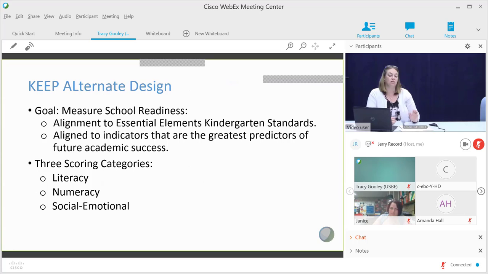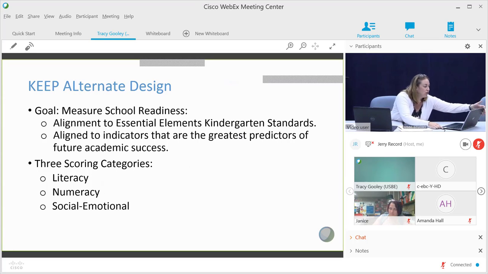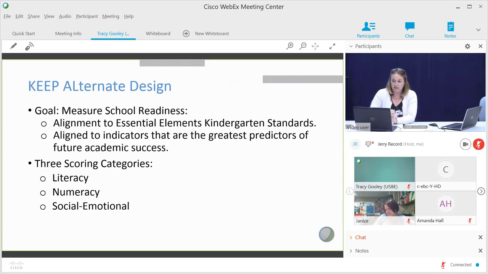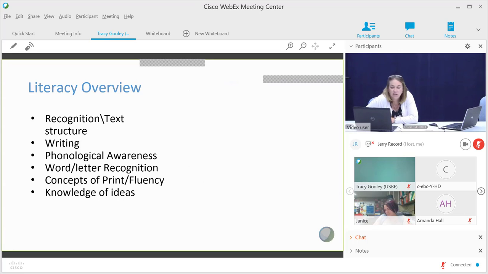So just like the regular scoring categories, we look at the three same categories. And just so you know, Jerry got me another computer. So if you have any questions, go ahead and let me know.